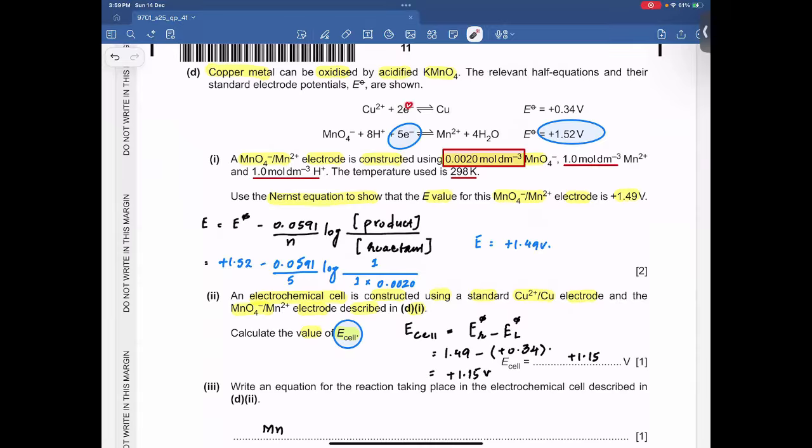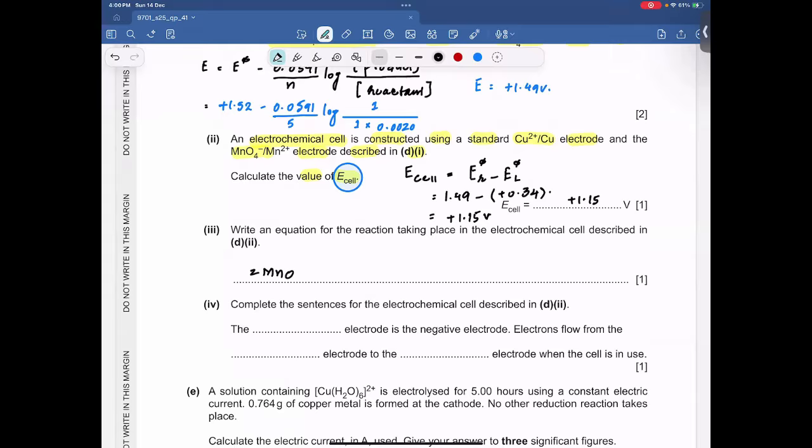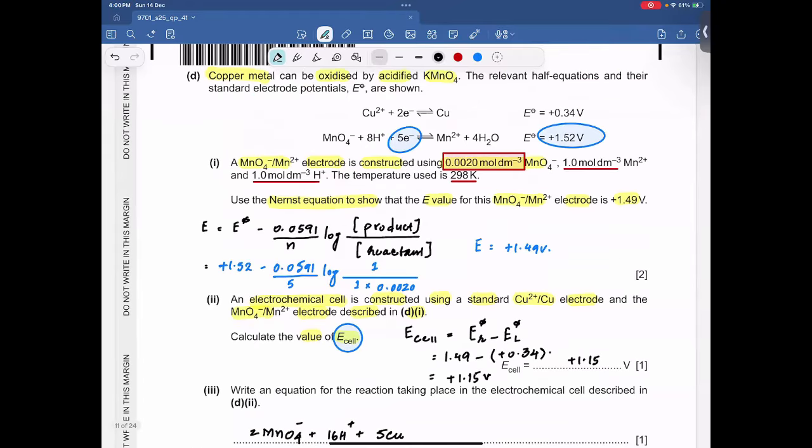I repeat again, we have different number of moles in both the equations, so we need to balance these moles. And for that, I'm going to multiply this equation by 5, and I'm going to multiply this equation by 2. As soon as the number of electrons are balanced, they will cancel out with each other, and we can write the final equation. So I'm going to write 2 MnO4 negative plus 16 hydrogen ions plus 5 Cu on the reactant side, 5 Cu, because we need to reverse this equation.